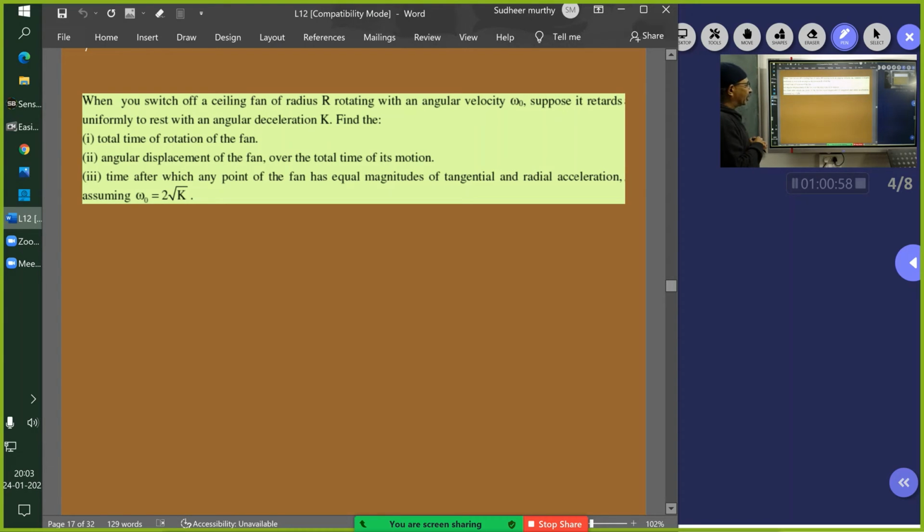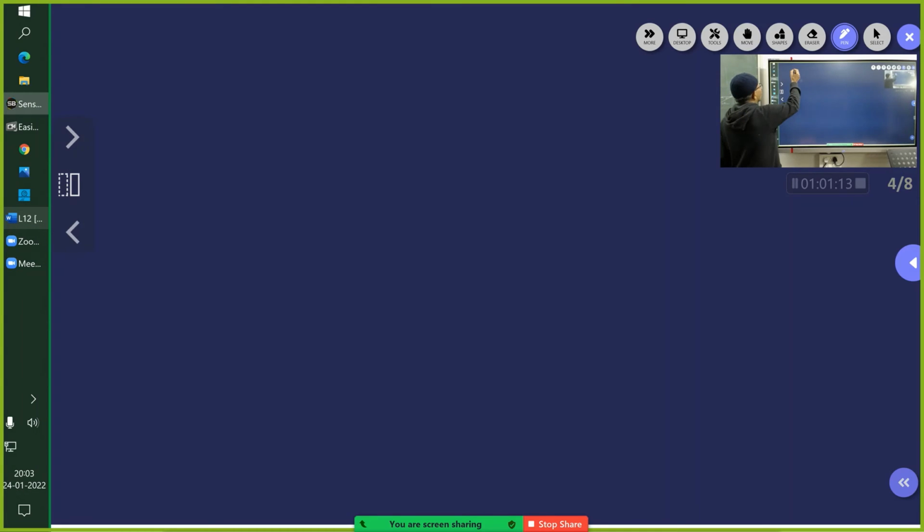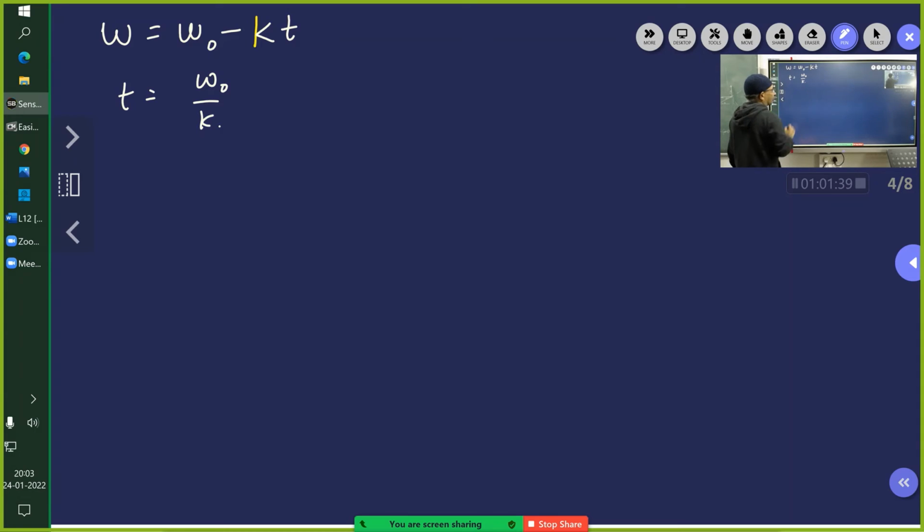Find the time after which any point of the fan has equal magnitudes of tangential and radial acceleration, assuming omega naught is equal to 2 root k. So here the fan will come to rest. So omega is equal to omega naught minus, they are told acceleration is k into t. Since it is going to come to rest, straight away we get t is equal to omega naught by k. The first problem is solved.